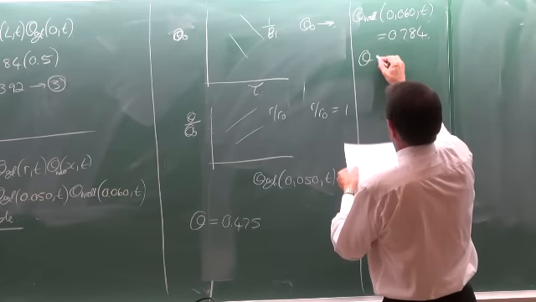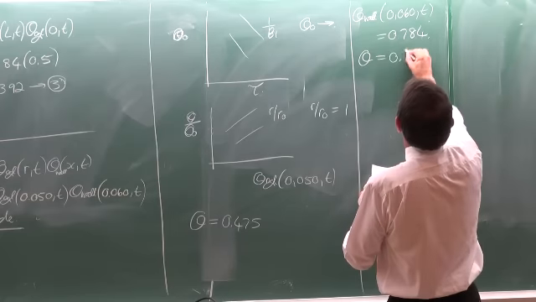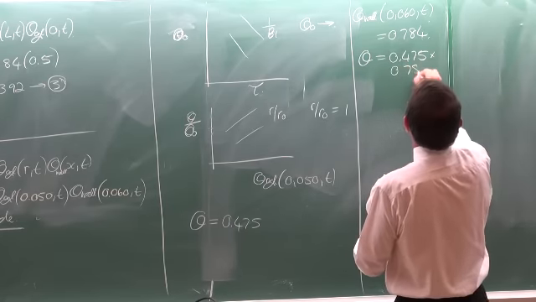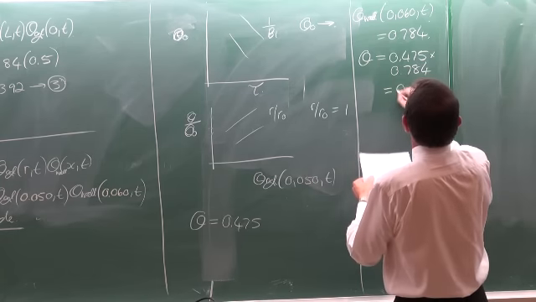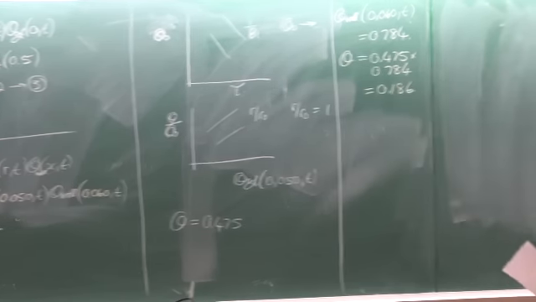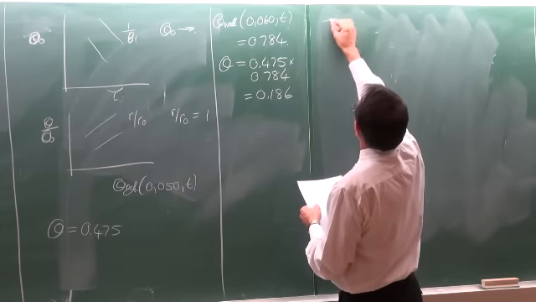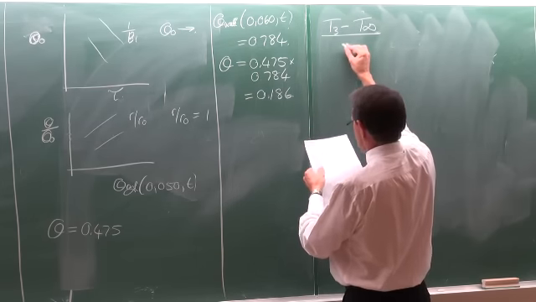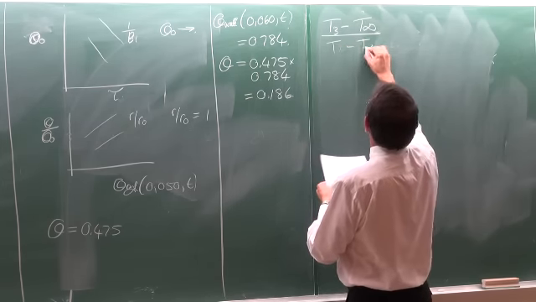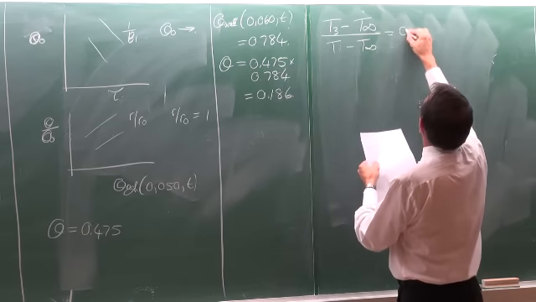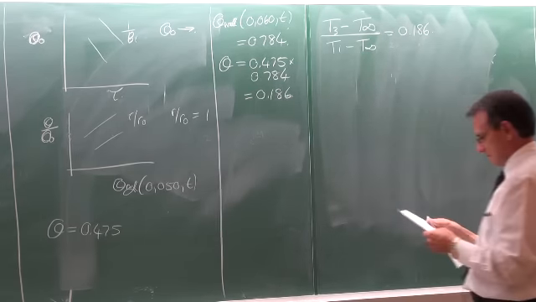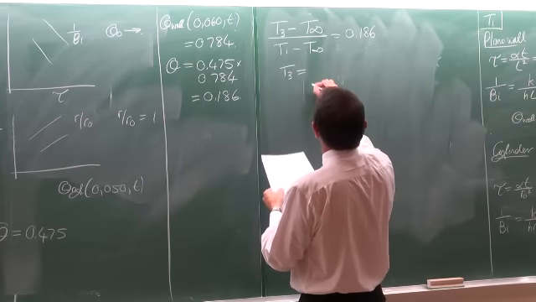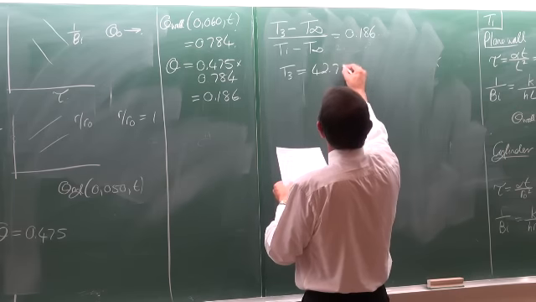And that then gives us the solution, which is equal to 0.475 multiplied by 0.784, which is equal to 0.186. Okay. Therefore, the temperature at point 3 minus T infinity divided by Ti minus T infinity is equal to 0.186, from where we can solve that the temperature at point 3 is equal to 42.7 degrees Celsius.